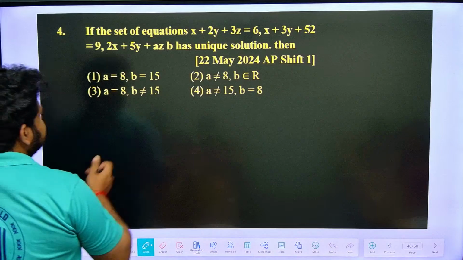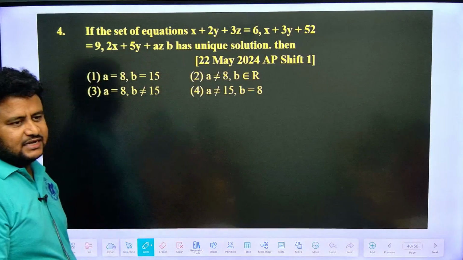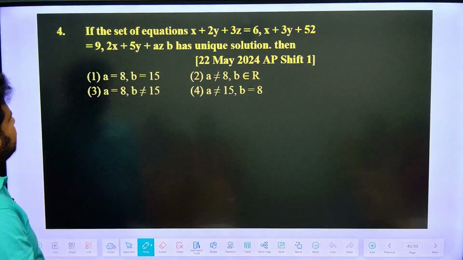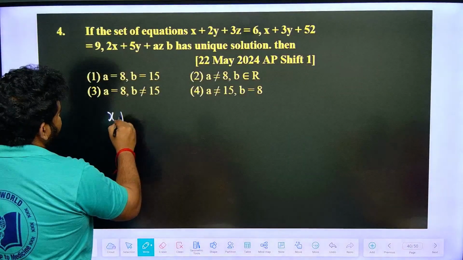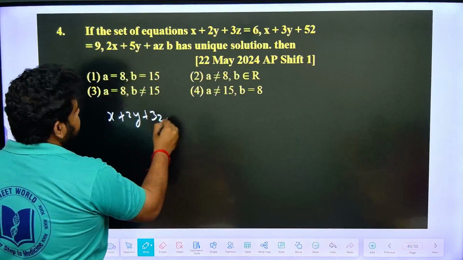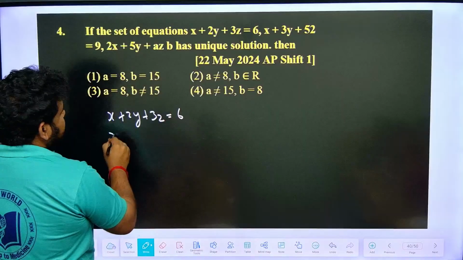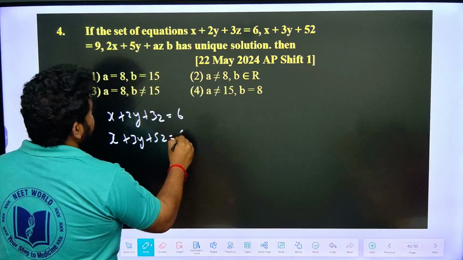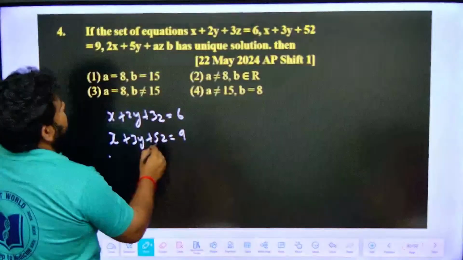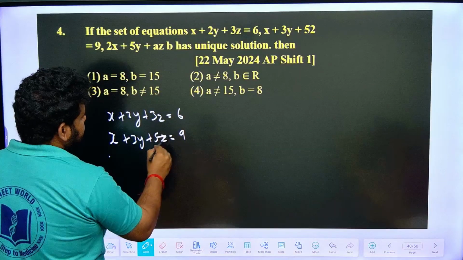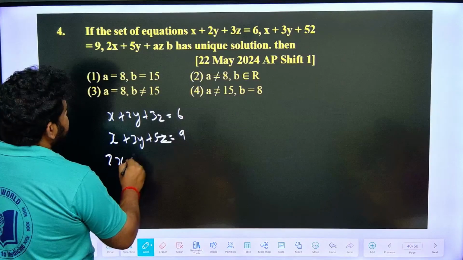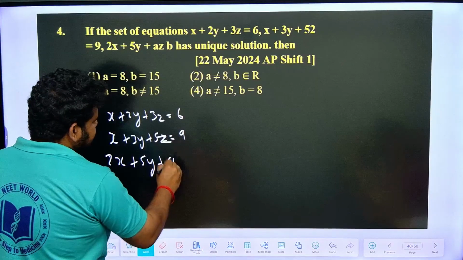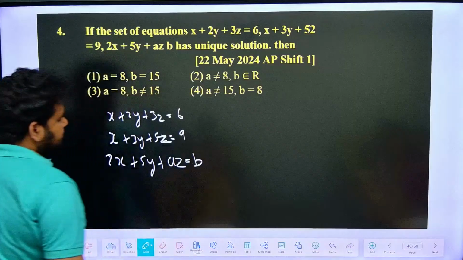They are telling us it has a unique solution. So first of all, let us write the equations. X plus 2y plus 3z is equal to 6. X plus 3y plus 5z is equal to 9. And the third one will be 2x plus 5y plus az is equal to b.